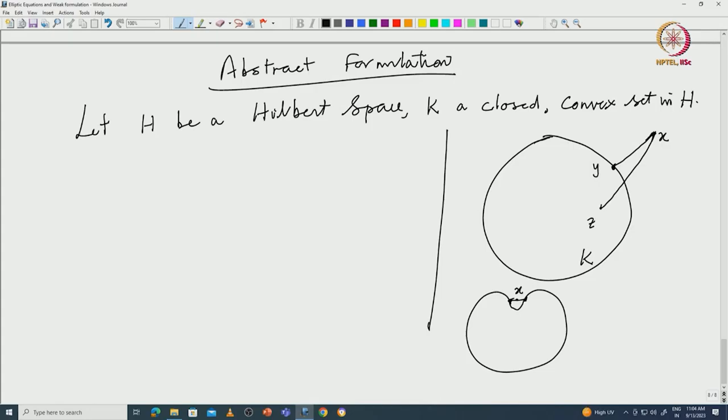For example, if you have an annulus, this is not convex, this is your K, and then look at your point X here, then all the points on the inner circle are the minimal points, concentric circles. So you have infinitely many solutions, here you have two solutions, so there is no uniqueness if K is not convex.